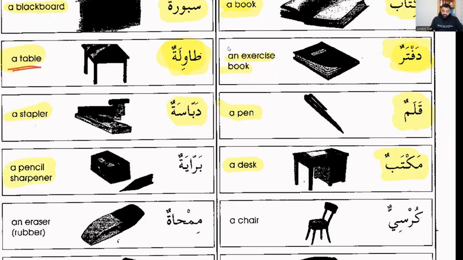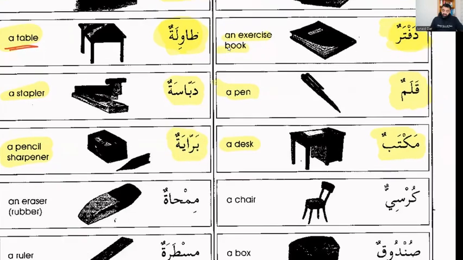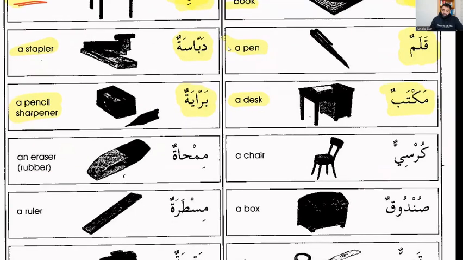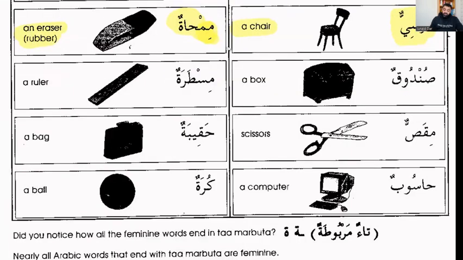Sharpener, a little bit of a difficult word again, but I'll say it: barayatun. Barayatun. Good. The next word here, for a chair, is kursiyun. Very good, kursiyun. And then the next one here, for a rubber. Anybody want to try? Mimhatun. Good. Mimhatun.